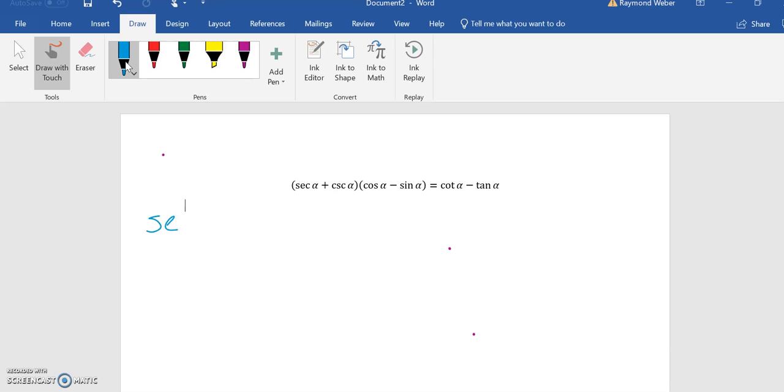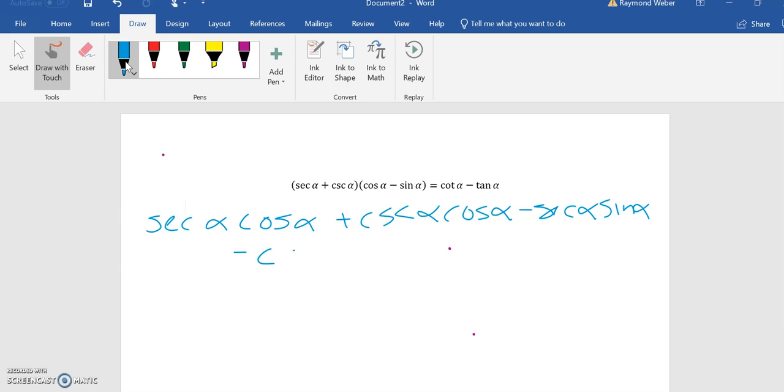So I'm going to get secant alpha times cosine alpha plus cosecant alpha cosine alpha minus secant alpha sine alpha minus cosecant alpha sine alpha, okay? So I took my secant and I gave it to cosine, and then I did my cosecant and gave it to cosine, and then I started over with my sine. I took the secant to the sine, and then the cosecant. And obviously you can do this in any order you want.